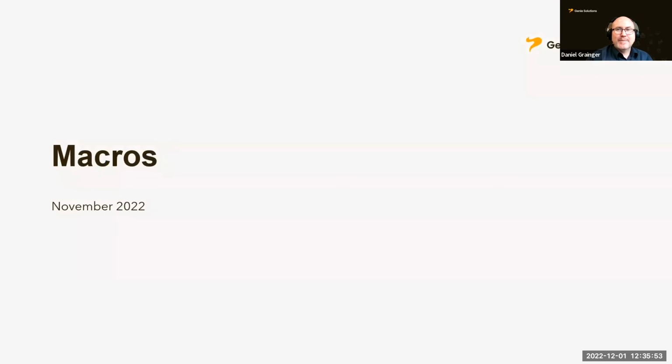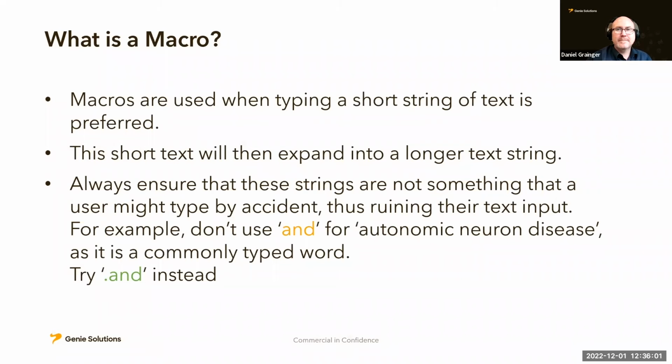Our next section for the webinar today is macros. Macros can be used when typing a short string of text is preferred. This short text will then expand into a longer text string. Always ensure that these strings are not something that a user might type by accident, thus ruining their text input. For example, don't use "and" for autonomic neuron disease, as it is a commonly typed word.